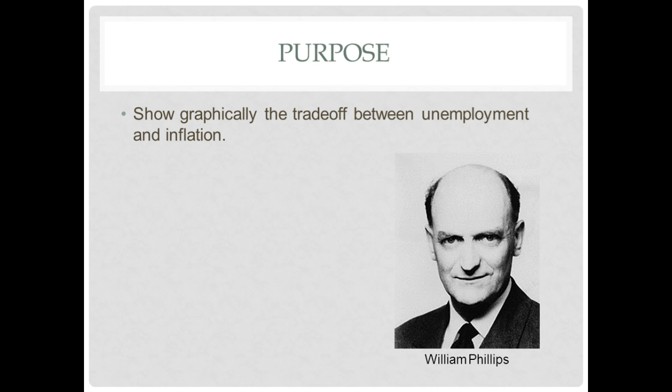This graph was originally designed by a gentleman named William Phillips, and of course that's where it gets its name. And what the graph was illustrating was the trade-off between unemployment and inflation. What Phillips observed was that very often, when you tried to attack one of those two things, let's say you were trying to deal with unemployment, it was a very strong likelihood that you were going to create inflation when you did that.